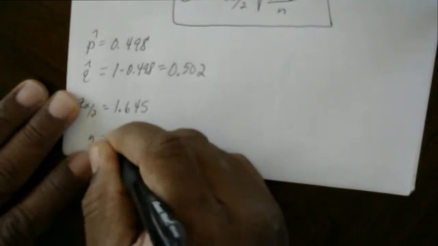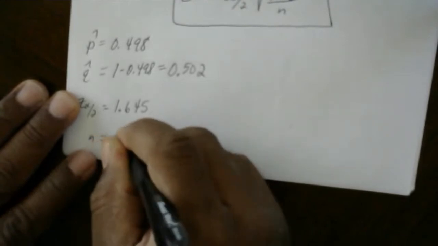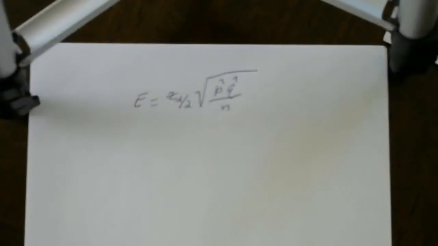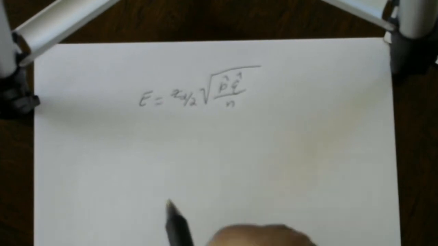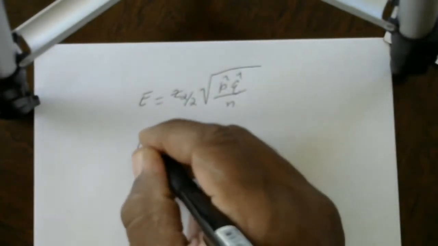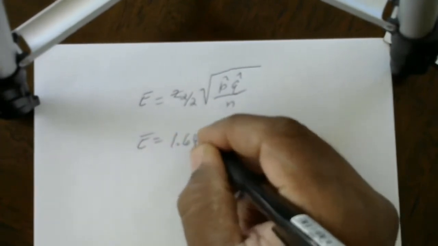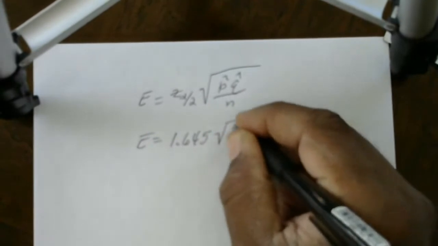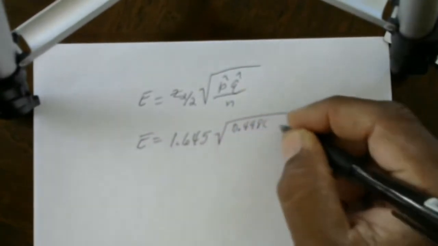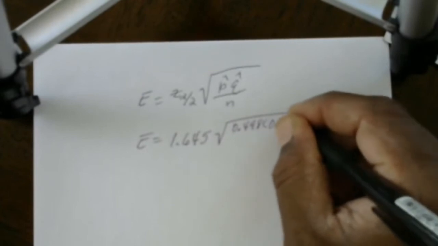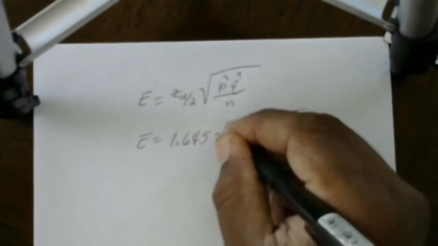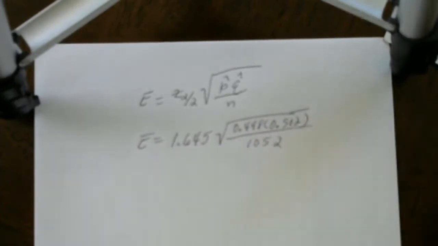And n was equal to 1050. These values, we're going to plug them into the formula and we would have our margin of error. So we'll calculate the margin of error. The Z alpha over 2 score value was 1.645 times the square root of 0.498 times 0.502 divided by 1052.